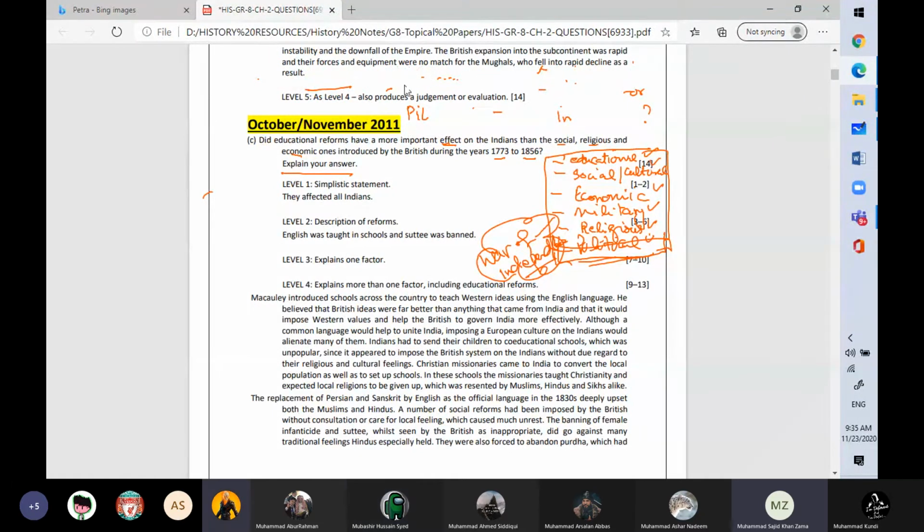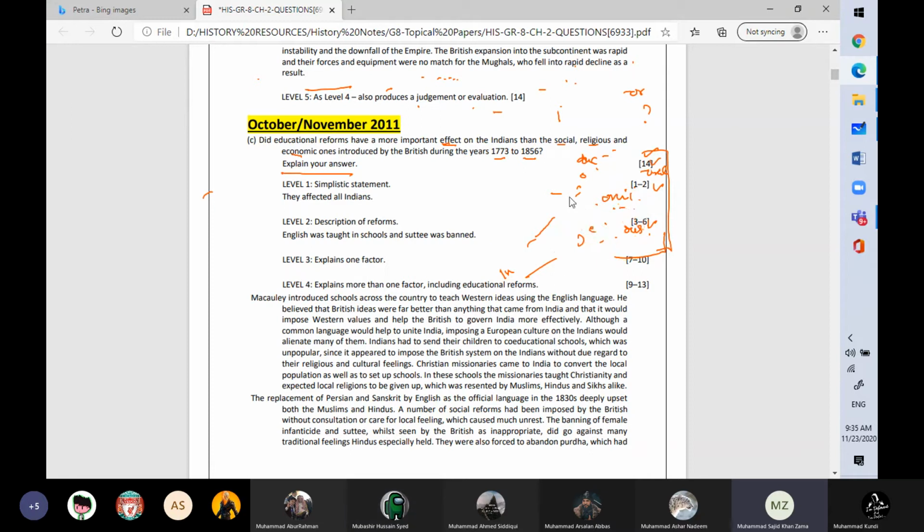Yes, sir. Okay, now the whole pattern is already given. If the examiner gives you a simple statement, did educational reforms have a more important effect on the Indians than the other reforms, it will be the same question. But then you have to list the other reforms by yourself, and you are going to pick three other reforms, ideal ones, right? Is it clear?